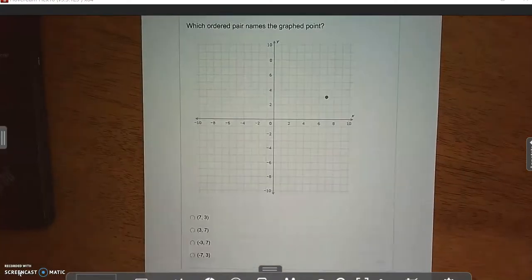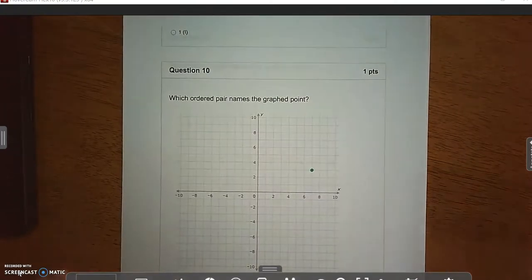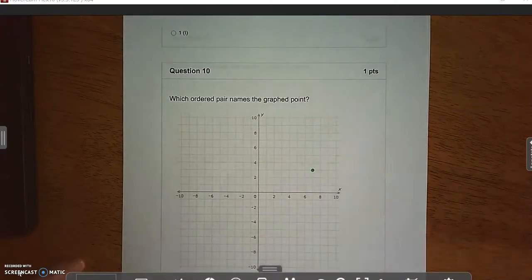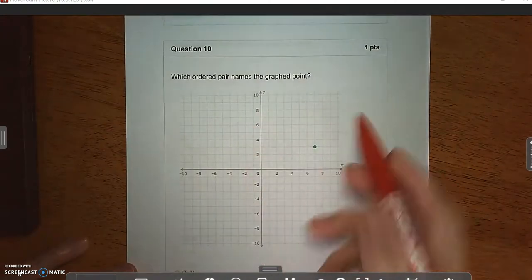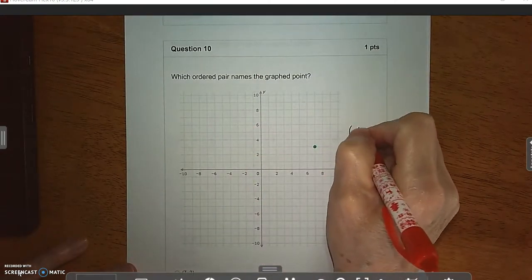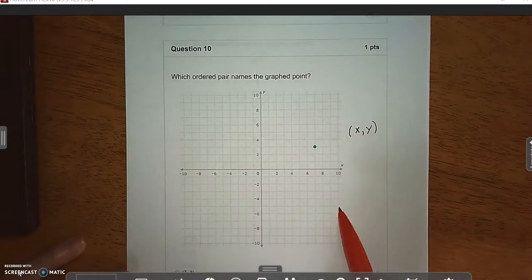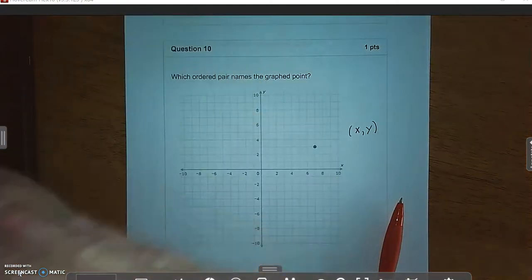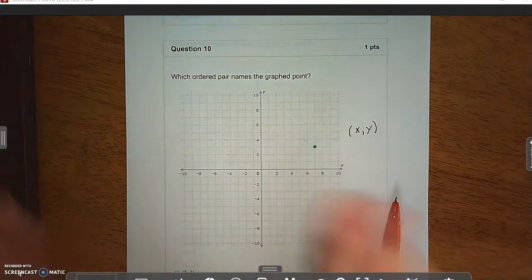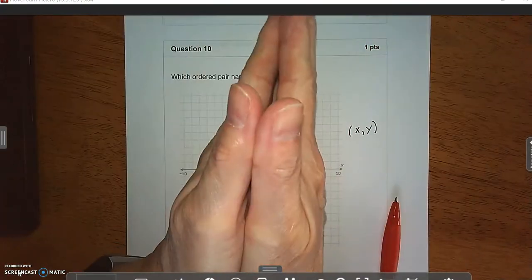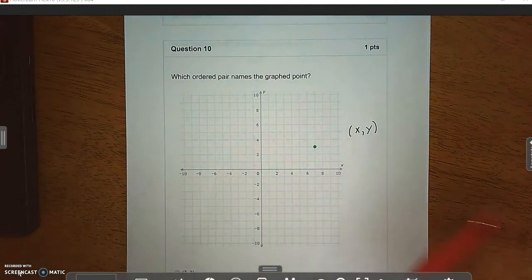All right, question 10. Question 10 says, what ordered pair names the graphed point? So remember that this is our x-axis and this is our y-axis, and our ordered pairs are always alphabetically x, y. And you learned in your notes that if you made an x and collapsed it, you'd have a straight line. And so this is your x-axis. And if you made a y with your hands and collapsed it, you would make a vertical line. And so this is your y-axis.